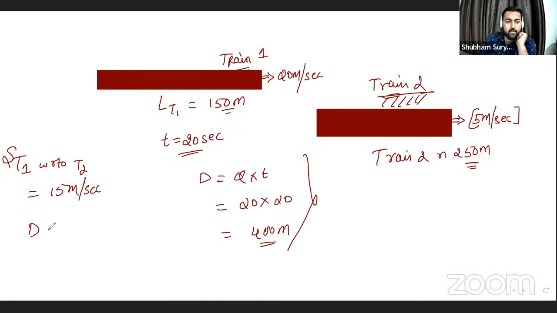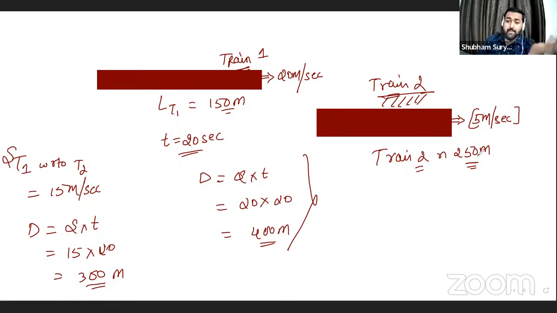And now the distance is gonna be speed into time. तो अब आपका speed is 15 meters per second, time is 20 seconds, so 15 twos is 300. So 300 meters is the distance that the train has to cover. ठीक है. Now what is this 300 meters? 300 meters is the addition of the length of train 1 plus length of train 2.